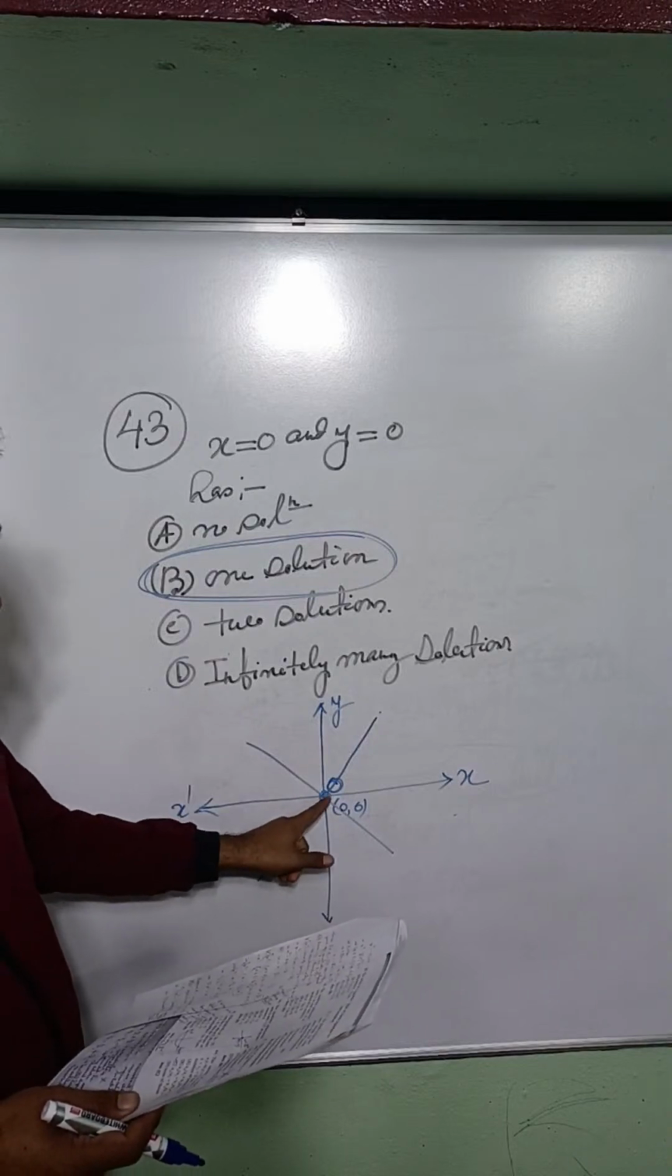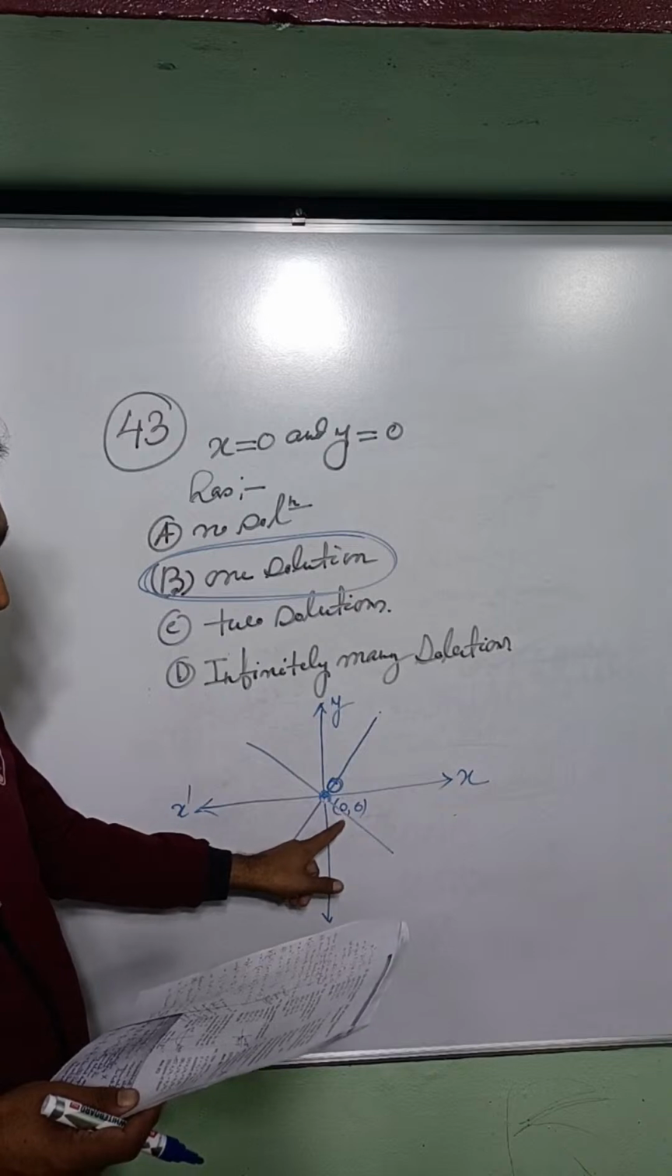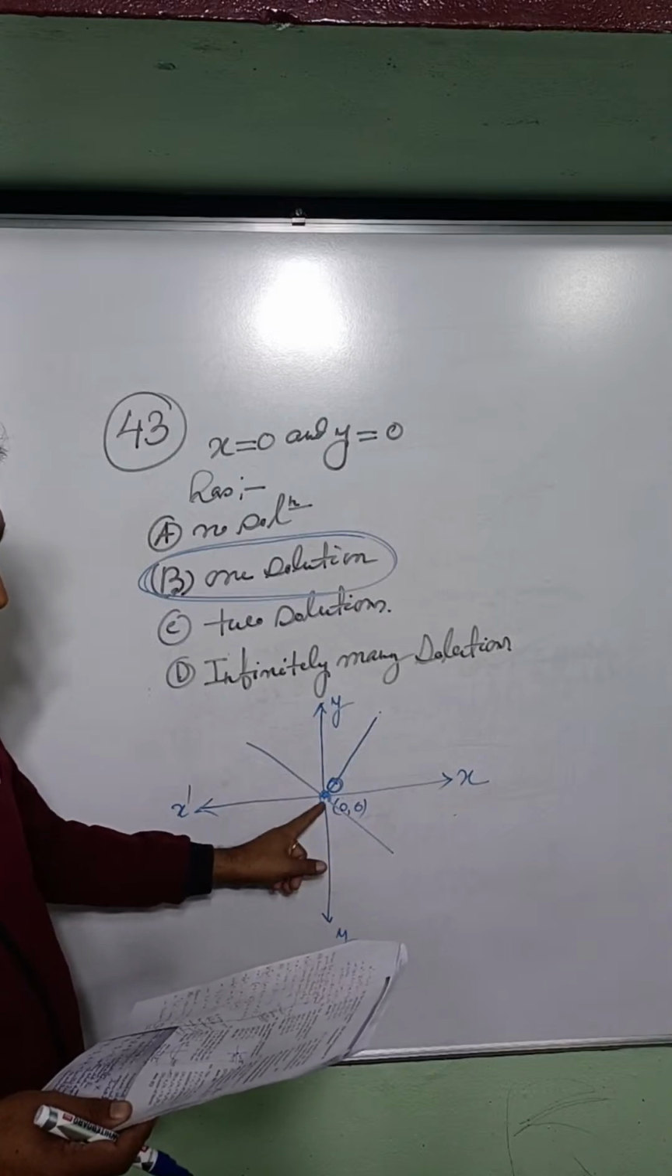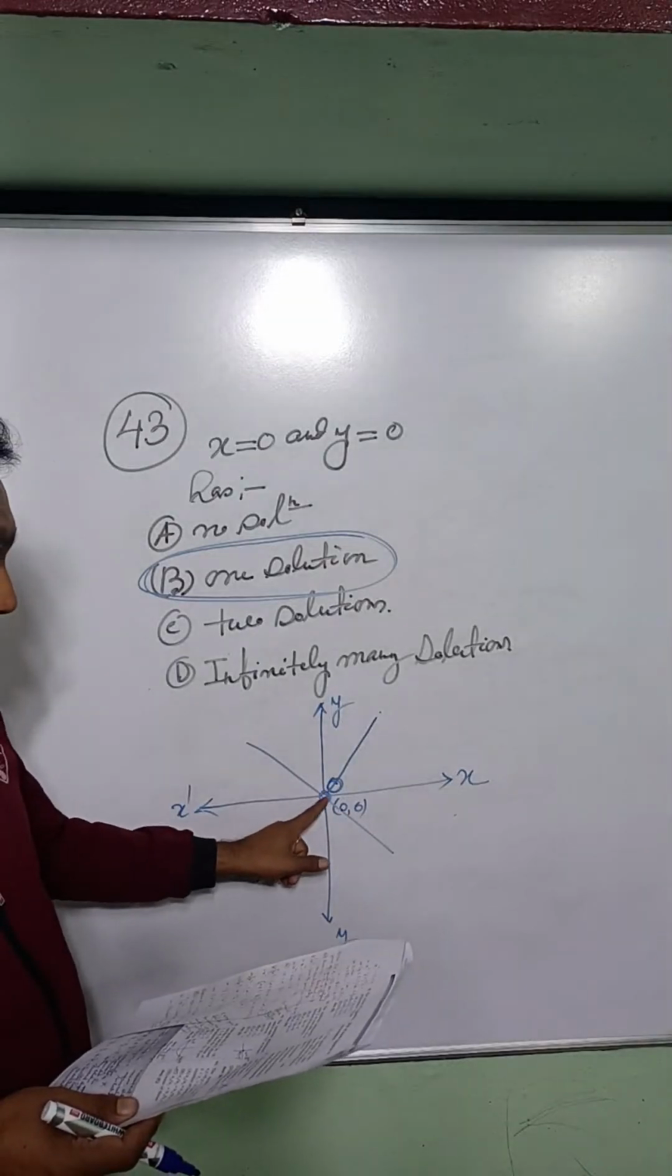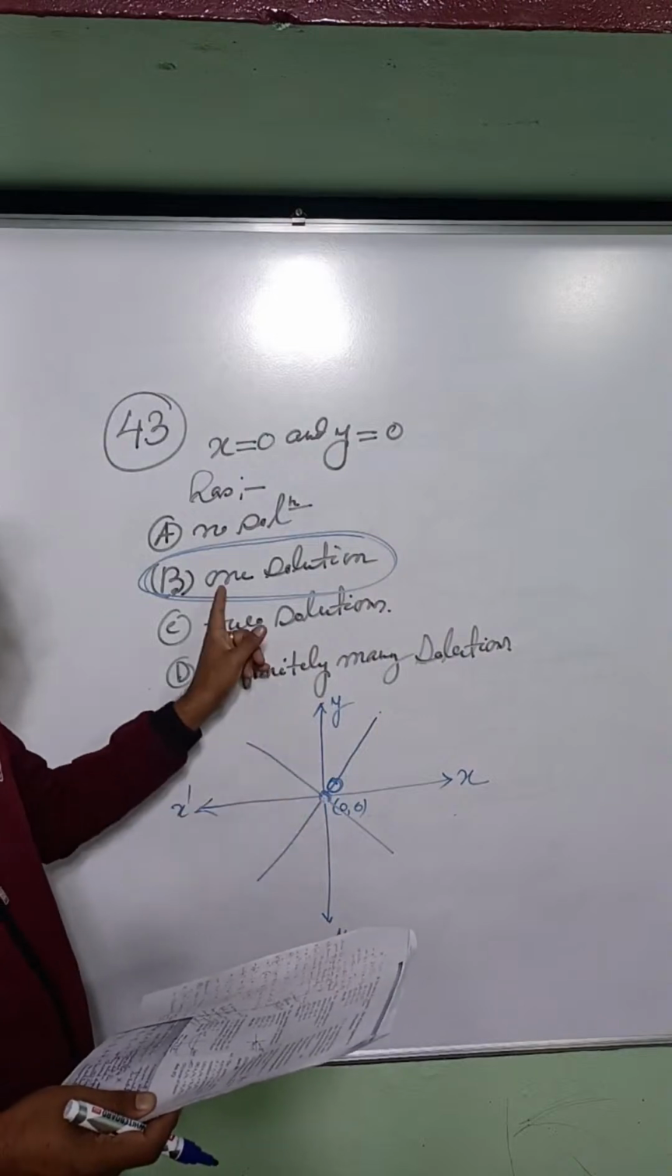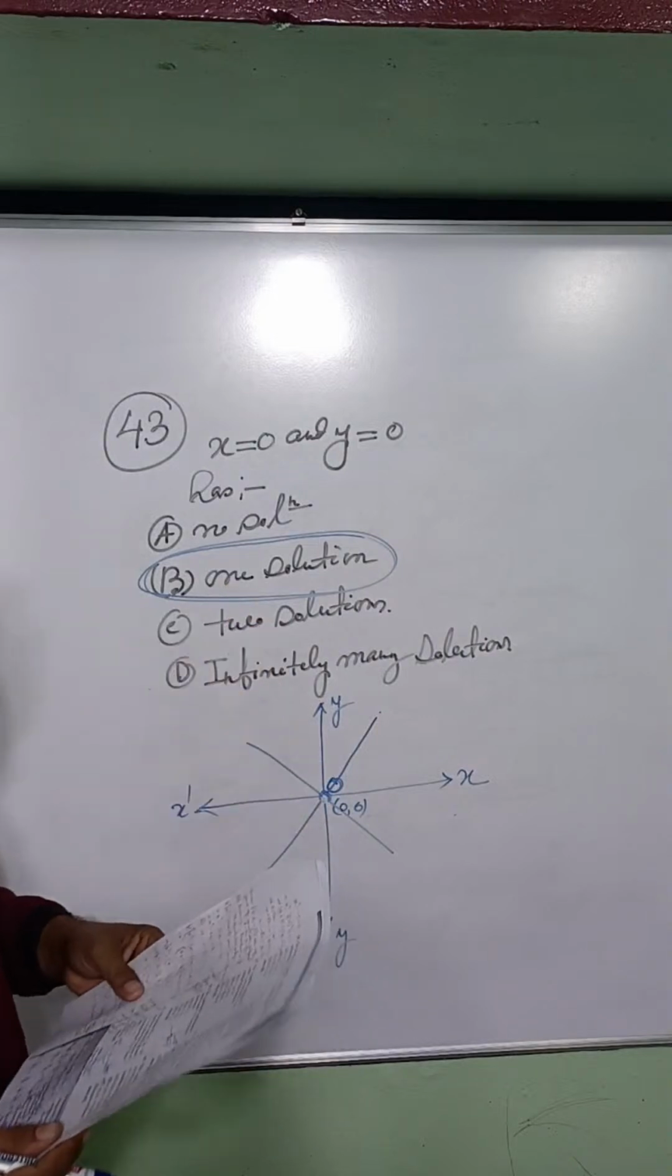That point is called the origin, and the coordinates of the origin are 0, 0. So the two graphs intersect at a point. In this single point, the unique solution. That's why it is 1 solution.